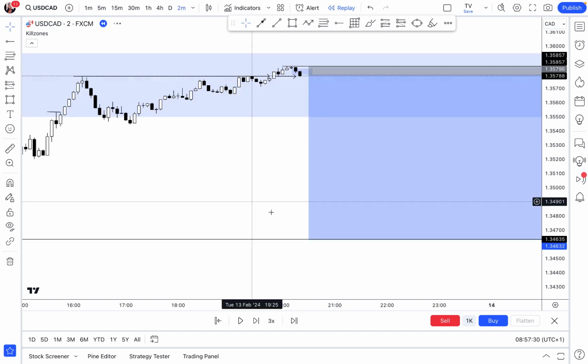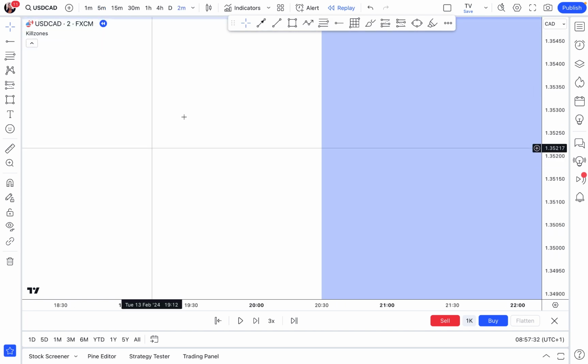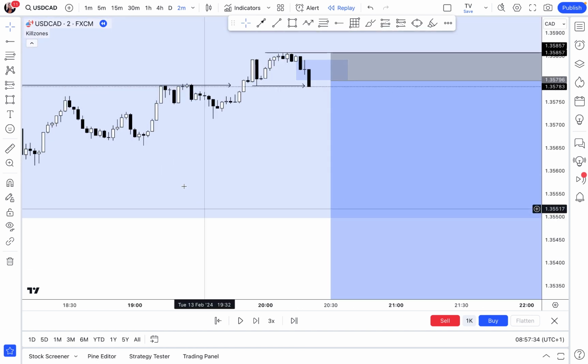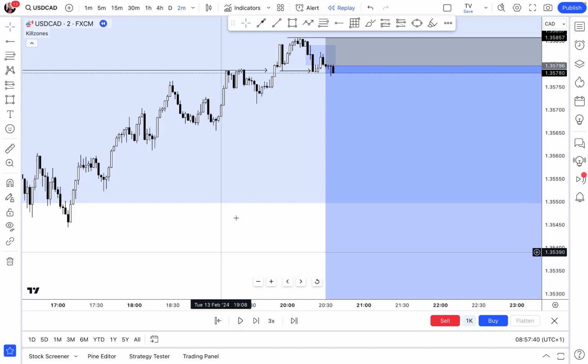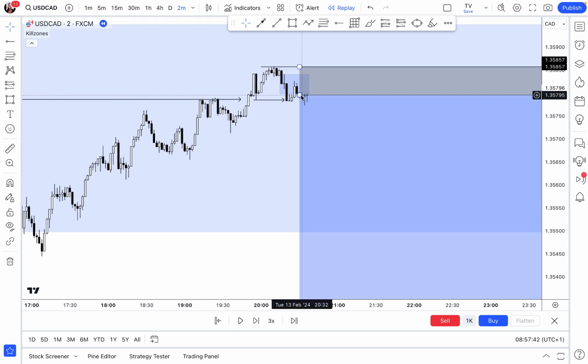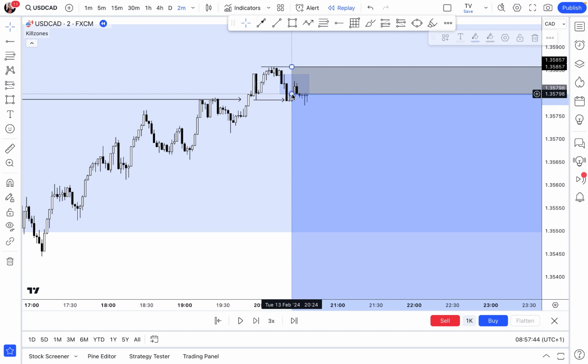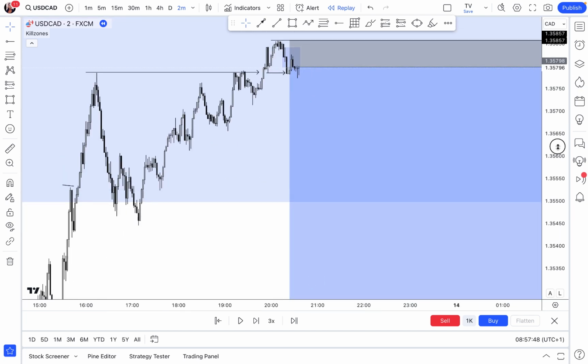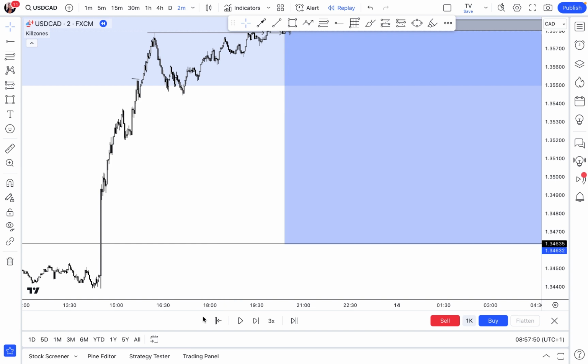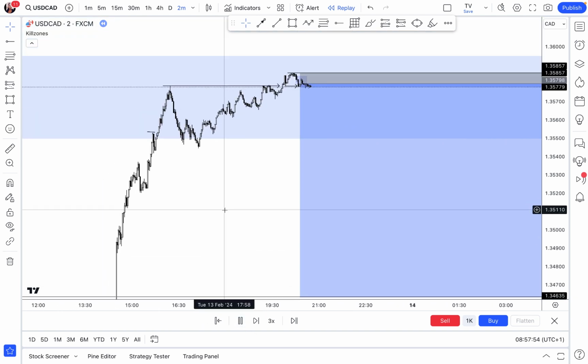I think we were on the 2 minutes time frame the other time. So at this level right here now, let's see if we will be tapped in. As you can see, market came back into this zone and we are in the trade right there. Okay, so now all we need to do is wait for market to come down into our take profit level.